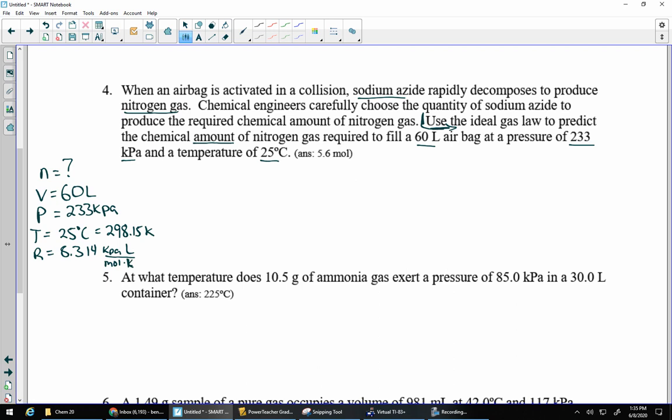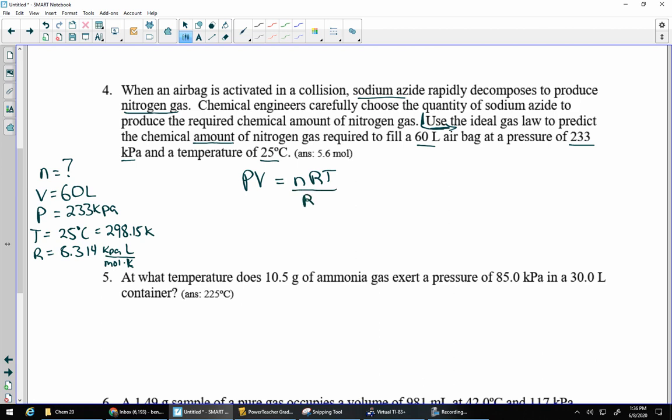Okay, so let's go through my formula, PV = nRT. Thank you, Mr. Devon. He's the one who made me chant that. PV is equal to nRT. I'm looking for n, so let's go through our rearranging here. n is being multiplied by R, and I'm also multiplying it by T.